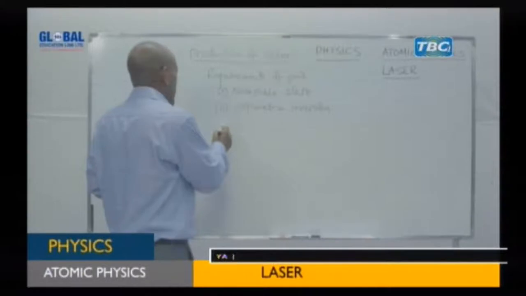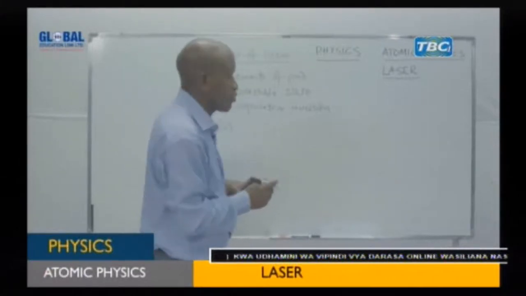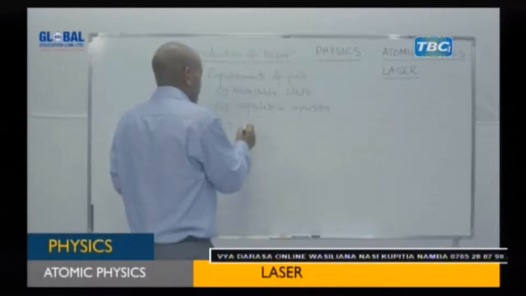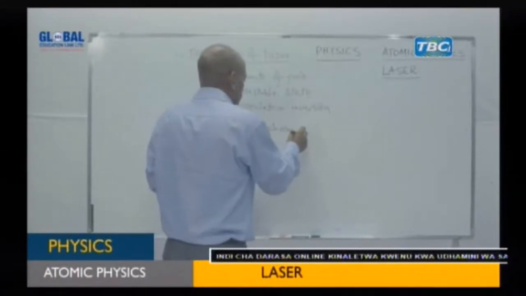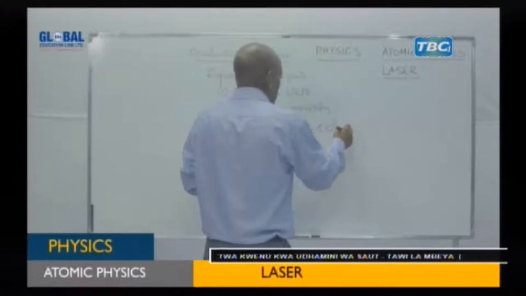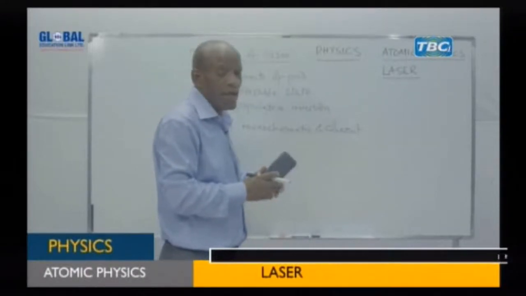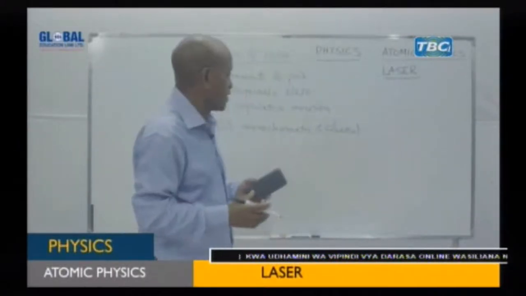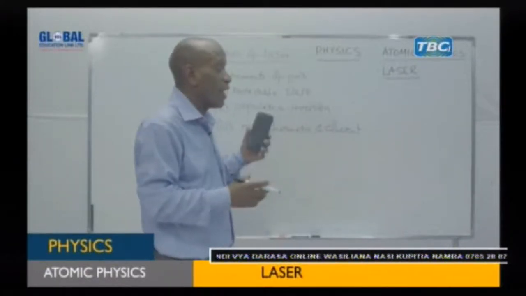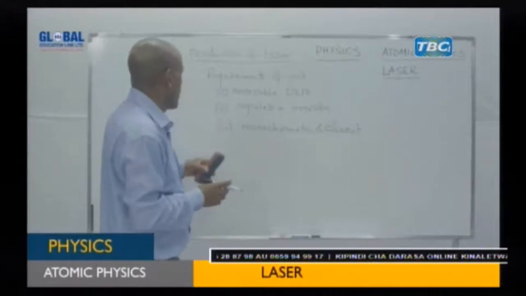And the third requirement for the production of a laser is that the laser which is going to be produced should be monochromatic and coherent. It means that the photons which are going to be produced should be of the same frequency. For that case, the stimulated emitted light will be of the same frequency, and that is what we call a laser, light amplification by stimulated emission of radiation, which will be produced. So these are the requirements.